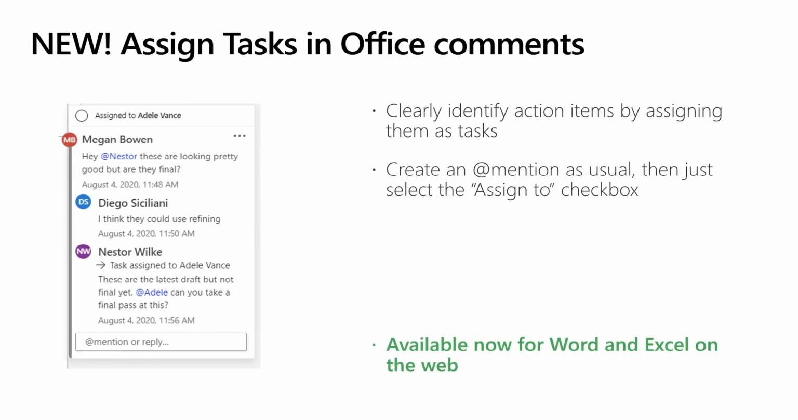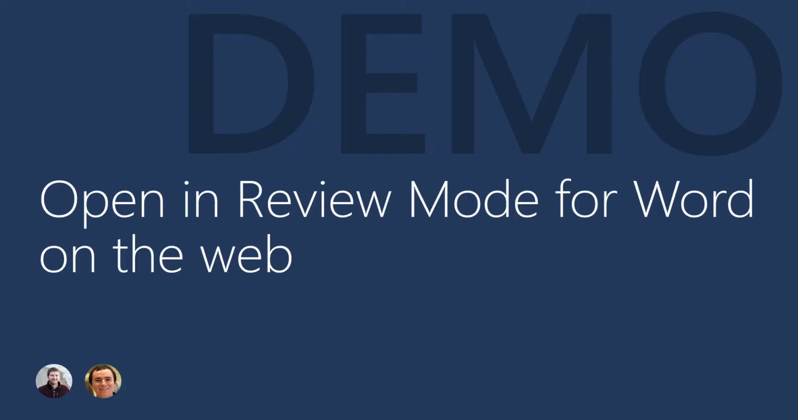And like I mentioned, we're also adding the ability to assign tasks in Office comments so that you're able to clearly identify action items. The way that you do this, it's really simple. It's like I showed in that screenshot a couple slides ago. You just create your @mention and then you select that assign to checkbox. It's available already for Word and Excel on the web. And of course, the team is working on adding this for PowerPoint as well. So now, Stephen and I are going to show you another way that you can be more productive with Word.